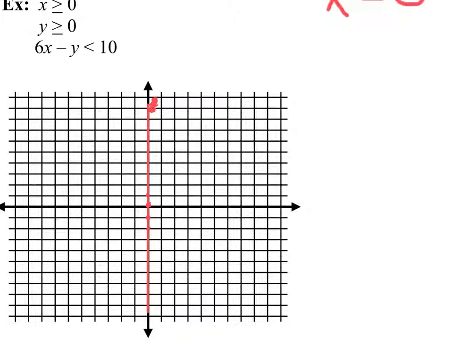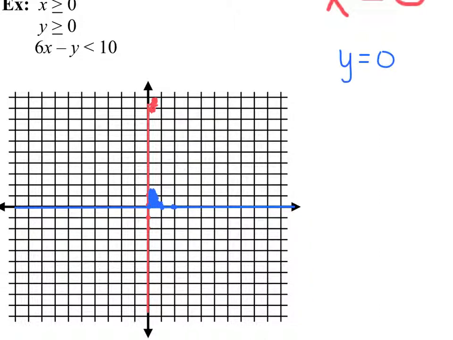Y is greater than or equal to 0. I would graph as y equals 0, which here y equals 0, here y equals 0, here y equals 0. And it's going to be a horizontal solid line. And since it's greater, I would shade above. Now since I can only shade to the right of the red line and above the blue line, right now my overlap is in quadrant 1.